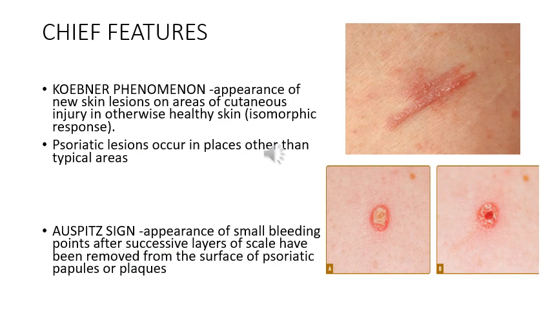We'll just go through certain chief features of psoriasis. This is Koebner phenomenon. It is named after the dermatologist Heinrich Koebner. It's the appearance of new skin lesions on areas of cutaneous injury in otherwise healthy skin. It's also called the isomorphic response.